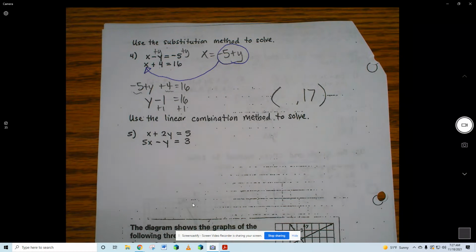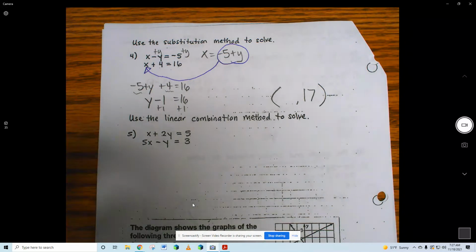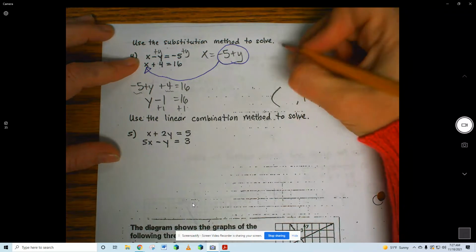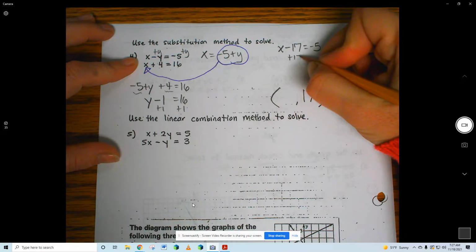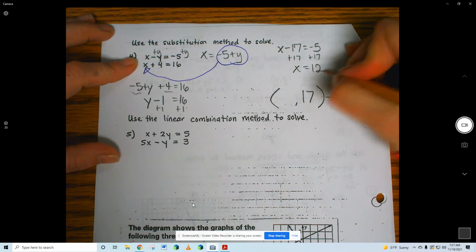What would I do to find x? Someone give me a help, or give me help. Yep. Say it again. Plug 17 back in. The only equation that has y is the top one. X minus 17 equals -5. Add 17 to both sides. X equals 12.